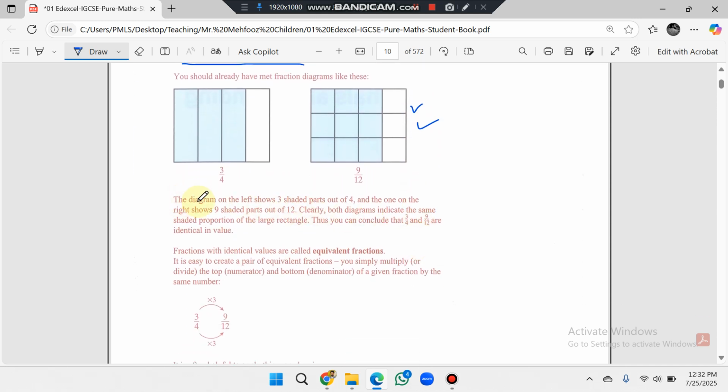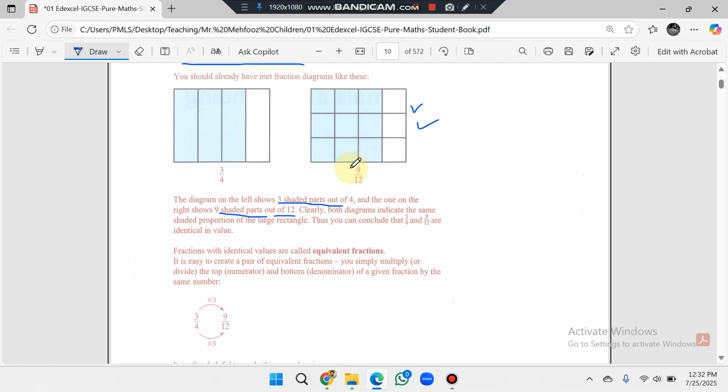So the diagram on the left shows three shaded parts out of four, and the one on the right hand side shows nine shaded parts out of 12, right? So these are the two fractions given. Clearly, both diagrams indicate the same shaded proportion of the large rectangle. Thus, you can conclude that 3 over 4 and 9 over 12 are identical in value.